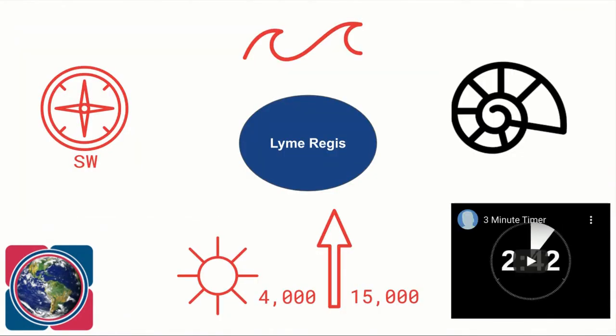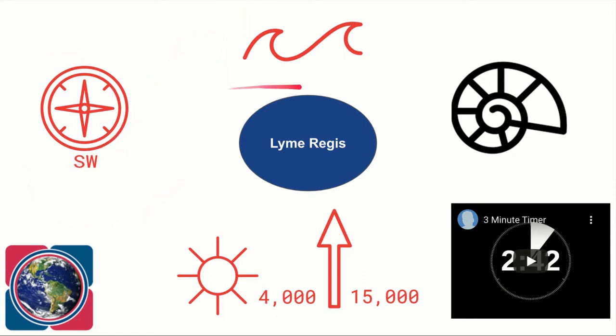Now, this is a task for you to use all of the information that I've just told you about Lyme Regis. It's important that we've got a little bit of an introduction to what Lyme Regis is like. I can use all of these symbols on here to explain exactly where Lyme Regis is and to give a little information about it. Some of you might have figured them out already. If we look at this one here, I've got a compass, which is telling me that it's in the southwest of the United Kingdom.